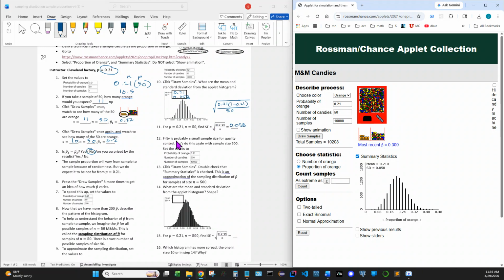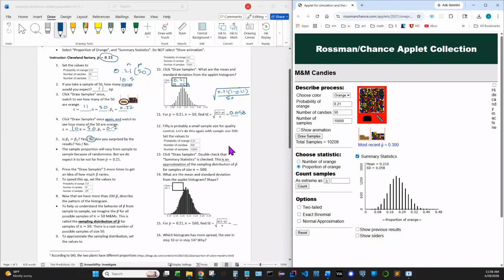Now, 50 is probably a small sample, right? Because M&Ms are not expensive, and we're working at a factory that makes M&Ms. So maybe we should do a larger sample of, say, 500, to give us a more accurate idea of the sampling distribution here. So what we'll do is change this to 500, okay? And we'll draw samples. That's going to give us 10,000 samples, each of size 500. And it's pretty amazing how quickly the website can do that.